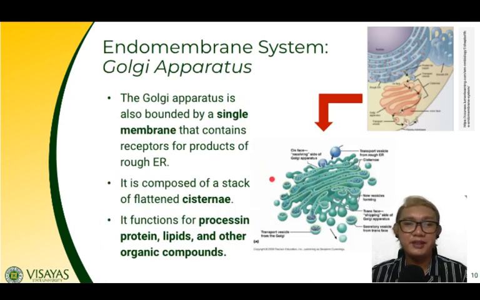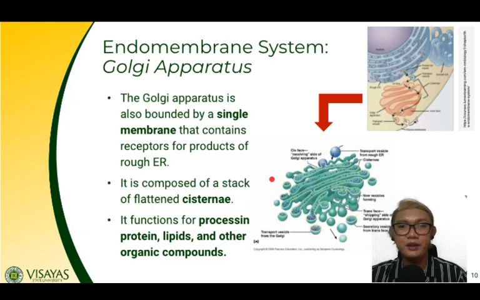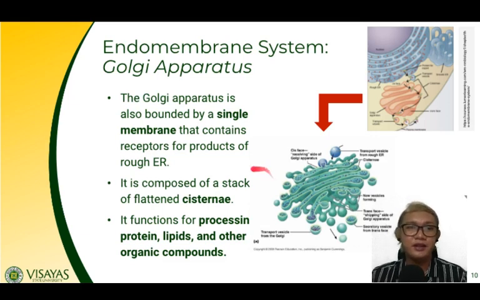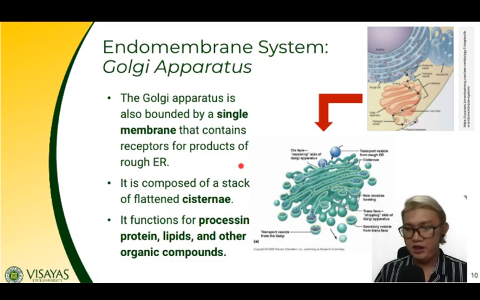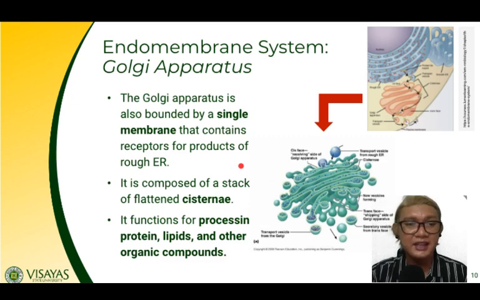Another part of the endomembrane system is the Golgi apparatus. The Golgi apparatus is also bounded by a single membrane, just like the rough ER and the smooth ER. It contains receptors for the products of the rough ER. The Golgi apparatus is composed of flattened cisternae. It functions for processing lipids, proteins, and other organic compounds.